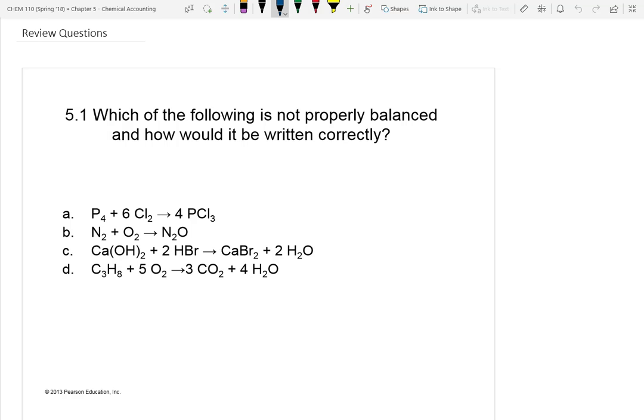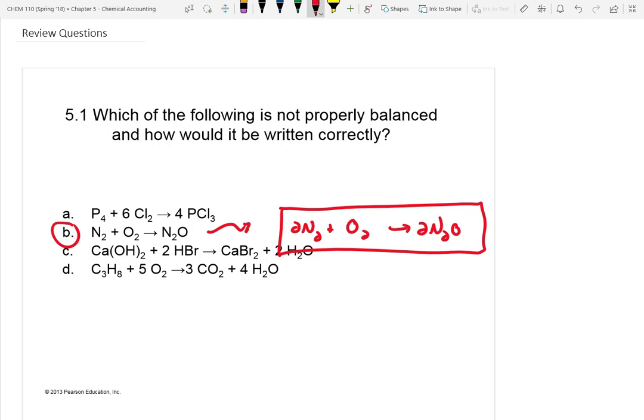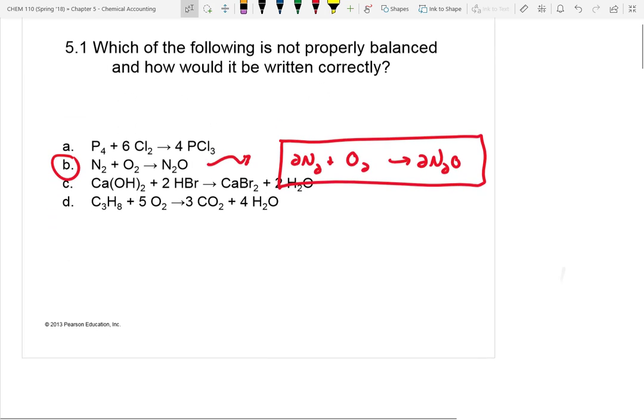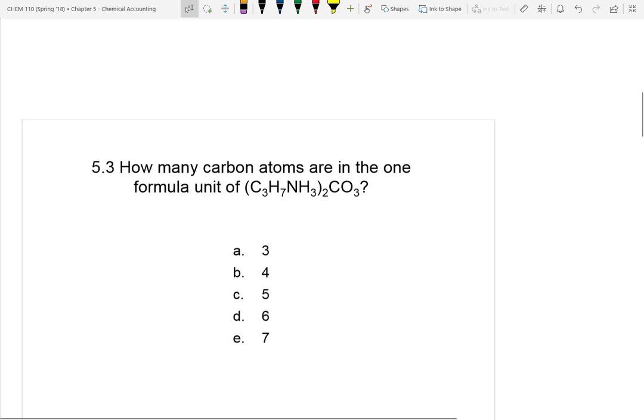And a good way of fixing this would be to do what? I would multiply this side by 2, so I'd say 2 N2O. Now I've got 4 nitrogens, which means I would want to double my N2. And then to account for the 2 oxygens, I would just leave the O2 alone. And then this equation would be properly balanced. So being able to quickly identify and work through those can be helpful. Make sense? Okay, let's do a few more.